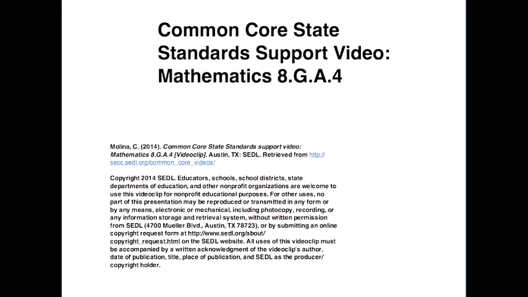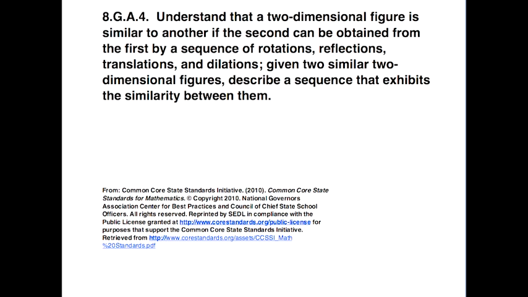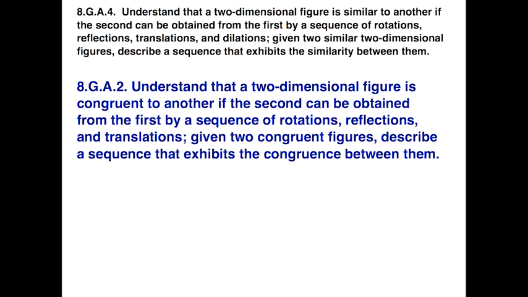Common Core State Standard Support video in mathematics. The standard is 8.G.A.4. This standard states: understand that a two-dimensional figure is similar to another if the second can be obtained from the first by a sequence of rotations, reflections, translations, and dilations. Given two similar two-dimensional figures, describe a sequence that exhibits the similarity between them.